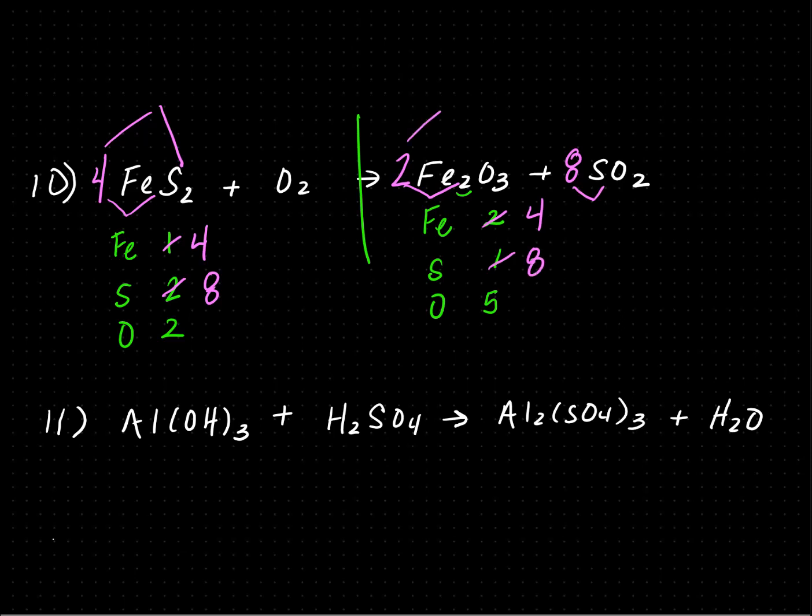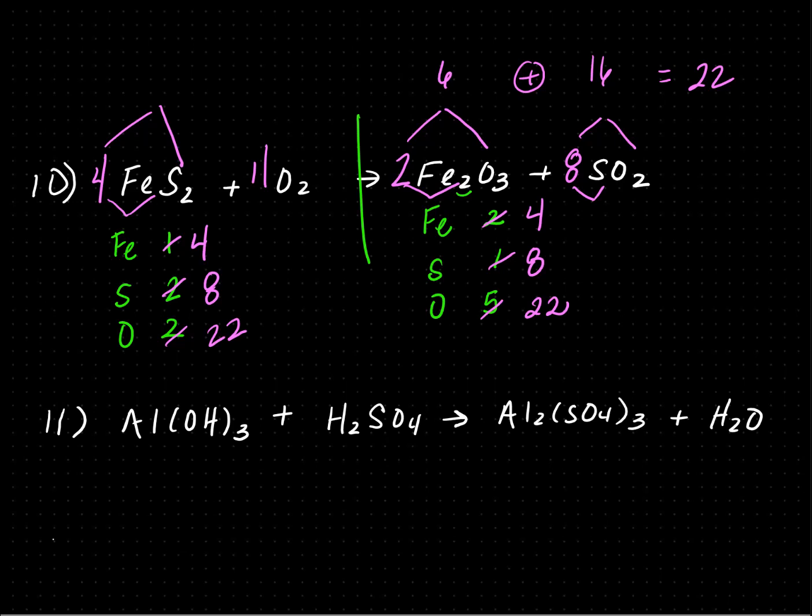2 times 3 right here is going to be 6, plus 8 times 2, which is 16, which gives you 22. So I have 22 oxygens. I need 22 on the opposite side. So it's going to be 11, which will give you 22. So my coefficients are 4, 11, 2, and 8.